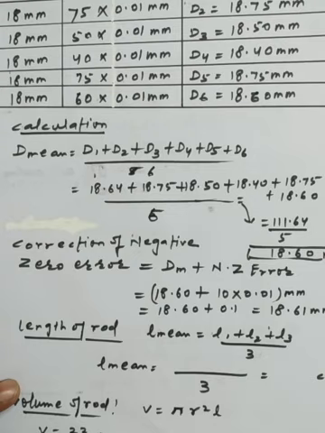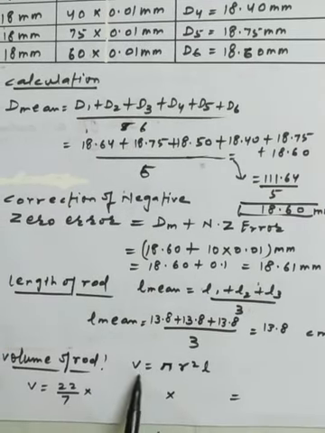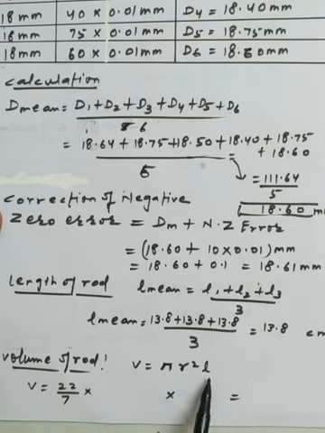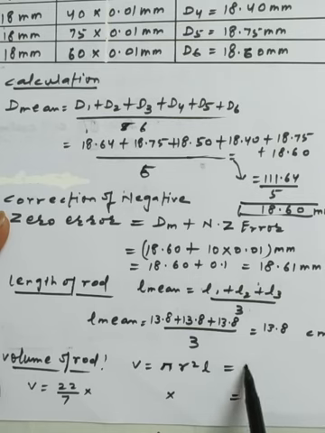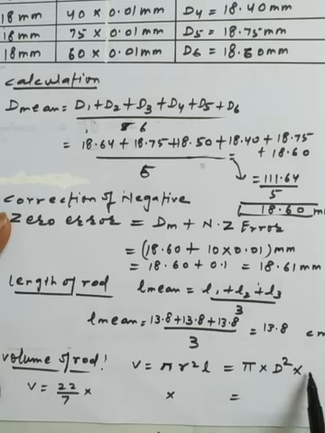Now we have the general formula of the volume: V is equal to pi r square h, or L. We have the diameter, so we will convert this into the diameter: D is equal to 2r, r is equal to d by 2. So I am making a little bit of change here, and it becomes d square by 4.